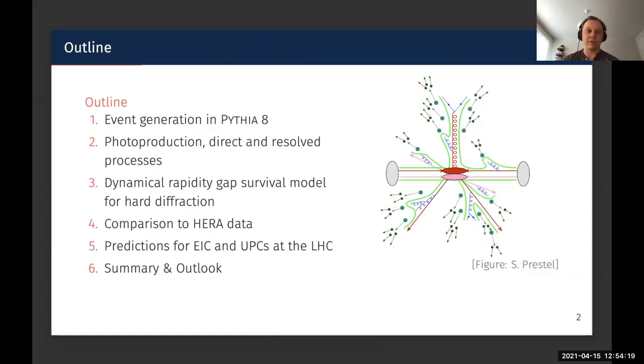So in this talk, I will briefly discuss event generation in Pythia 8, then discuss how photoproduction is separate from other kinds of collisions that we study. Then I will introduce our dynamical rapidity gap survival model for hard diffraction, with some comparisons to HERA data, and then present some predictions for the electron-ion collider and ultra-peripheral collisions at LHeC.